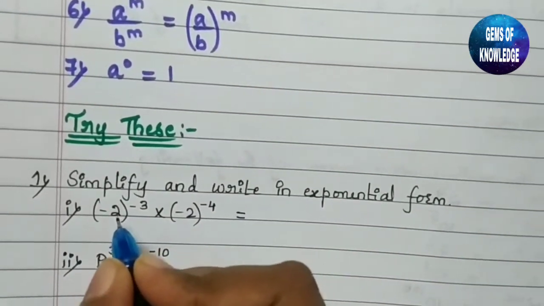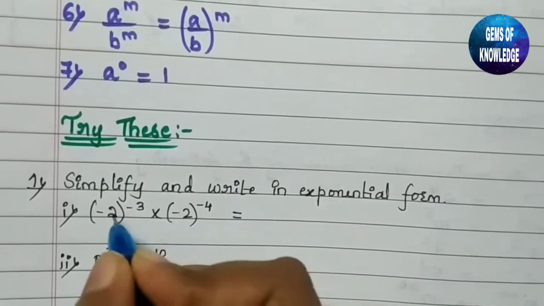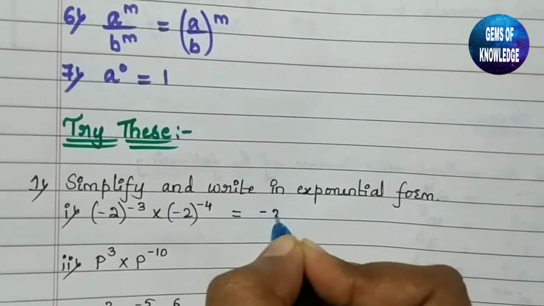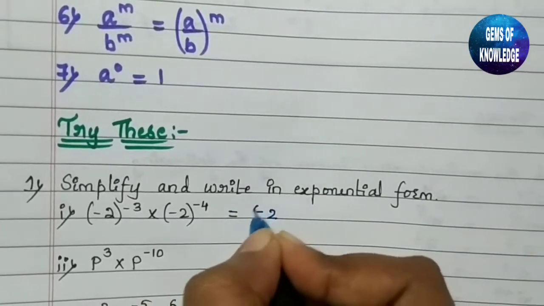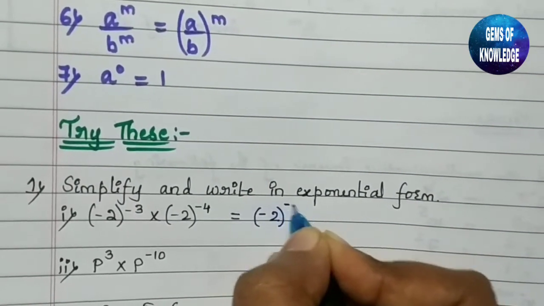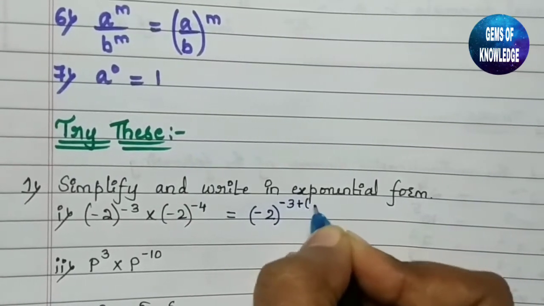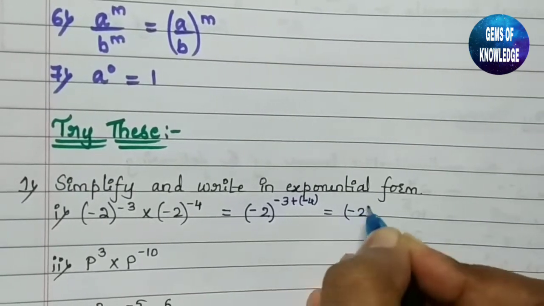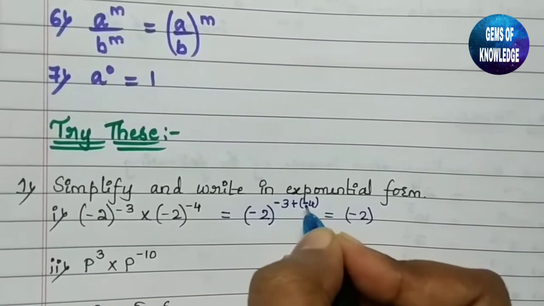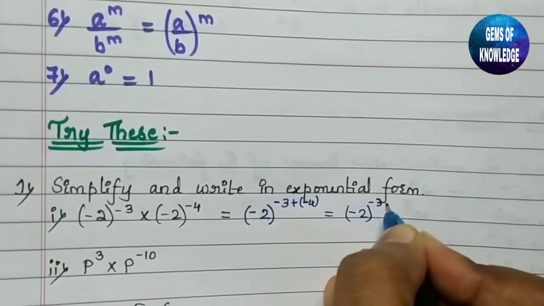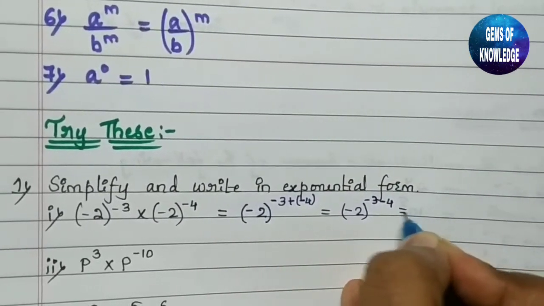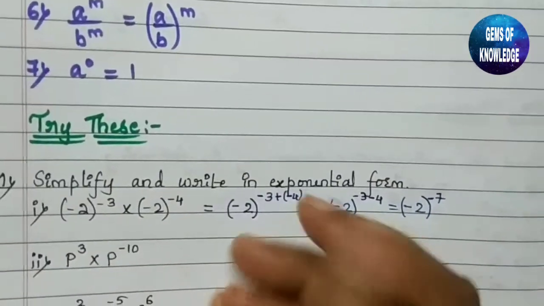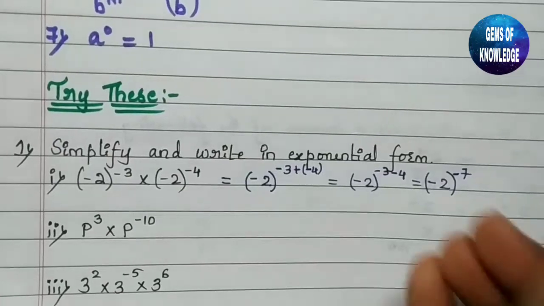The first question: you can see both the bases are the same with different powers. So we keep the base as it is and add those powers. Minus 2 will remain as it is, and minus 3 plus minus 4 will become minus 3 minus 4. So we are getting minus 2 whole to the power of minus 7. So this is the answer here.